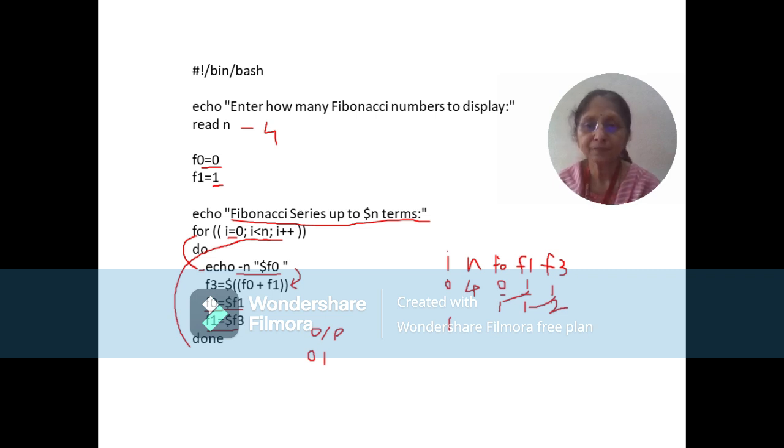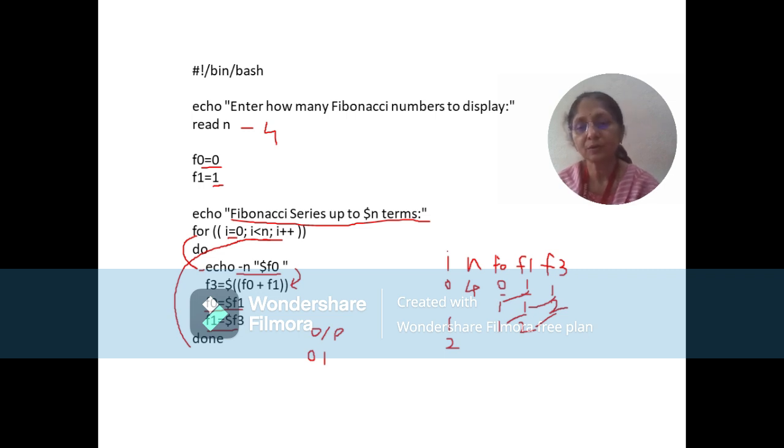Okay. Now the control comes down to the next line. What does it say? F naught is F1. So 1. Then F1 is F3. So what is that F3? 2. Okay. From here, the control goes back. I plus plus. What is the next value of I? 2. Is 2 less than 4?